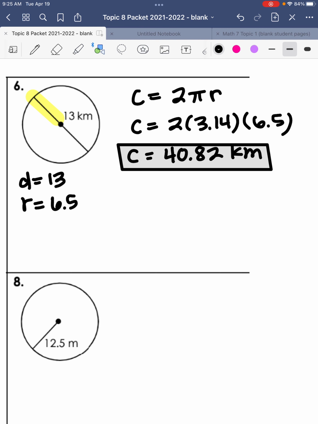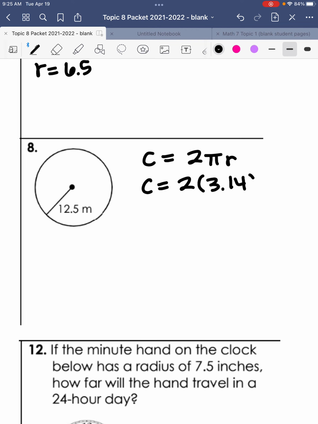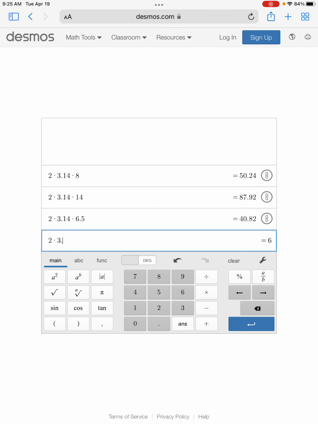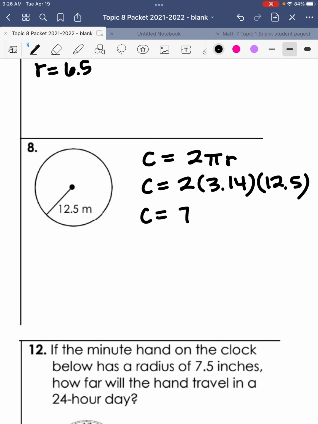Okay, number 8. This time I've been given a radius. That's awesome because that's very useful in my formula. C equals 2 times pi times the radius. So I'm just going to start plugging some things in. So C equals 2 times 3.14 times my radius of 12.5. So let's just take that to our calculator and plug it in. So 2 times 3.14 times 12.5, and I get 78.5. So the circumference is 78.5 meters.